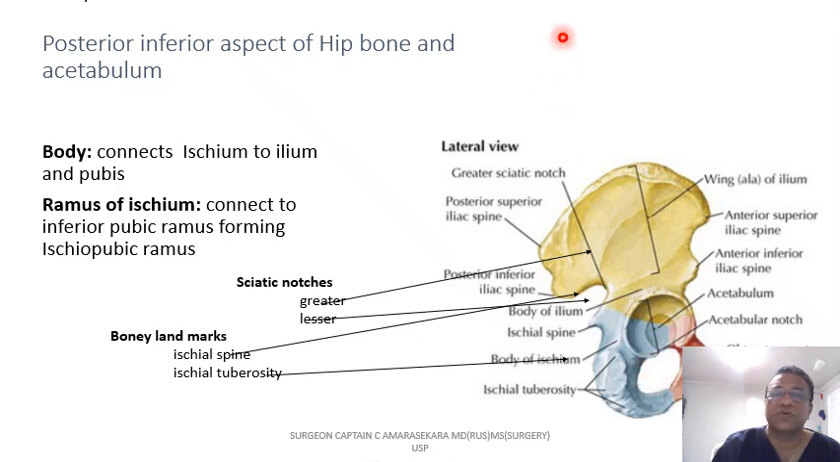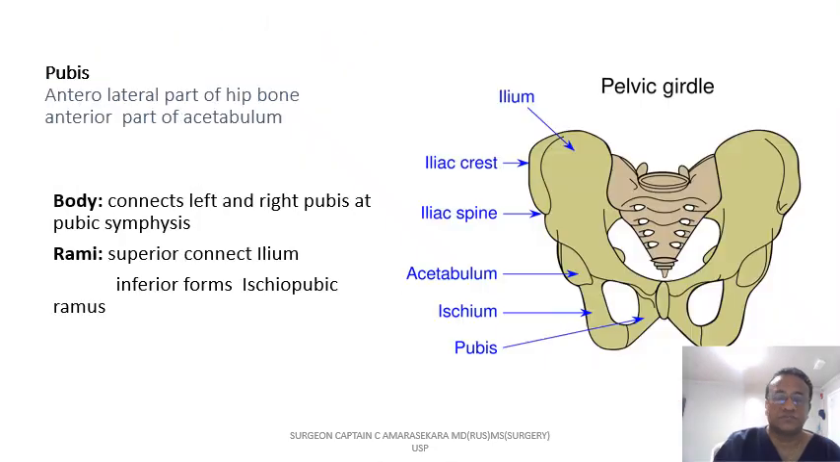So these are very important landmarks. So we call this ischiopubic ramus together. Ramus of ischium and the pubic ramus of the pubis, we call it ischiopubic ramus. So these are structural bridges that support the pelvic integrity. Okay, now let's focus our attention to the pubis.